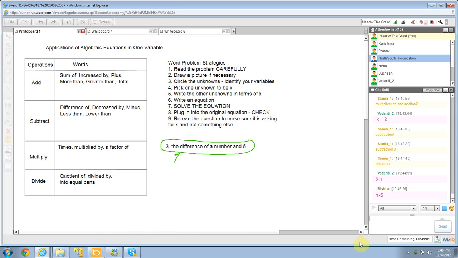Quotient of a number and 2. So what does that mean? The number is going to be n.